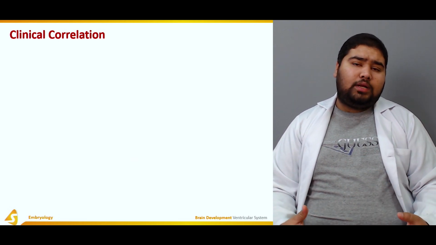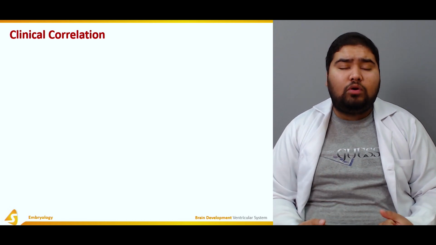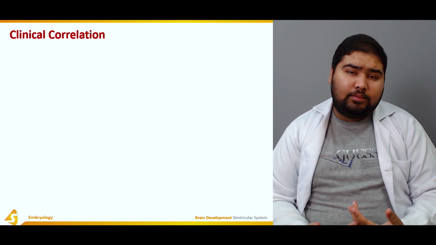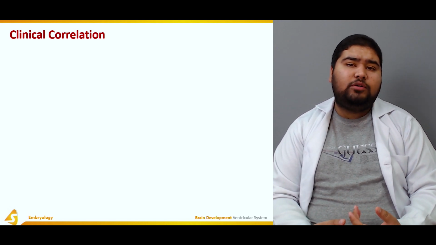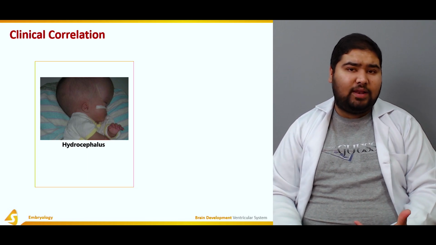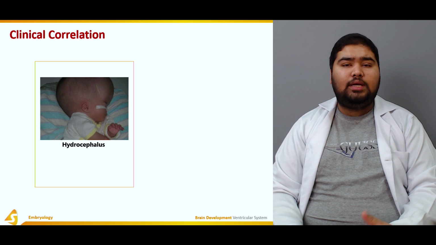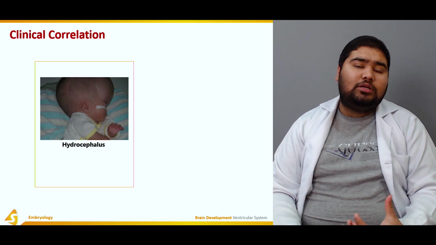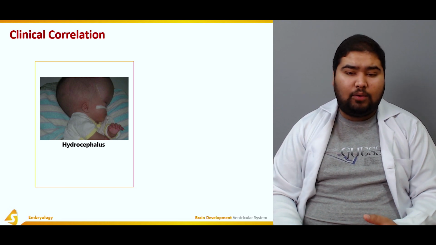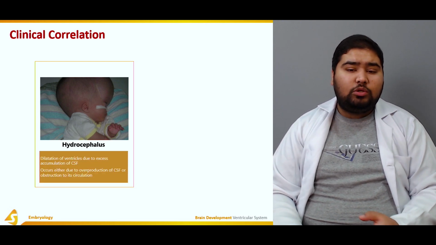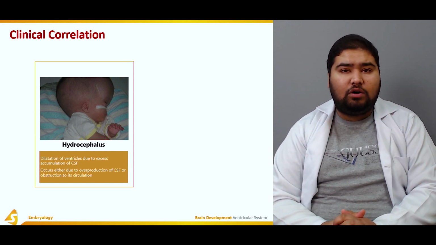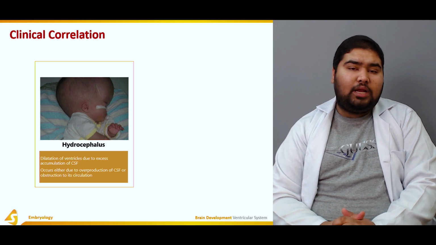Now, clinical correlates. These clinical correlates would be dealing with the development of the ventricular system and the flow of the cerebrospinal fluid. So we can have hydrocephalus. Hydro means water, cephalus means head. So the literal meaning of the term is water-filled head. Let's see what is happening. There's dilation of ventricles due to excess accumulation of the cerebrospinal fluid.